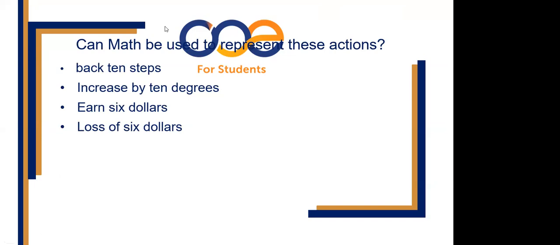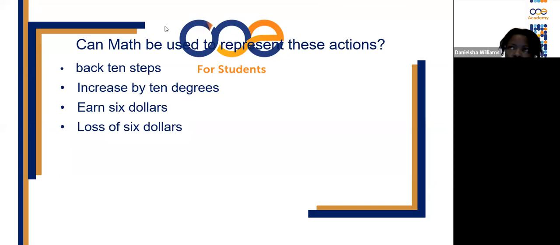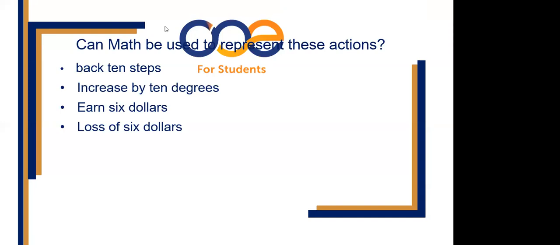Miss, so if you earn $6, you're going to have 0 to 6. So you go right, and then you get positive, and you still have positive.